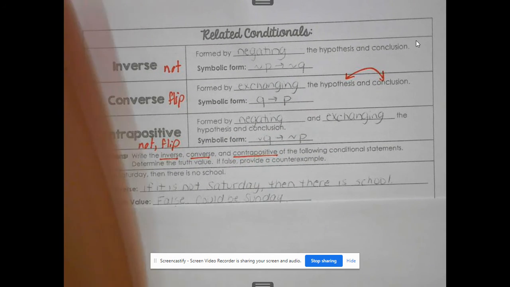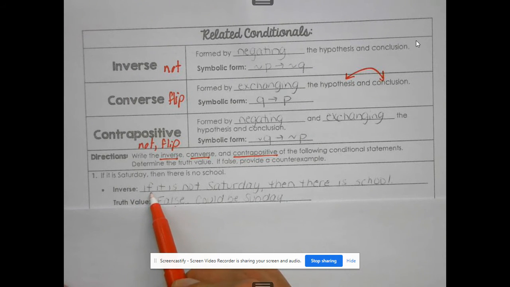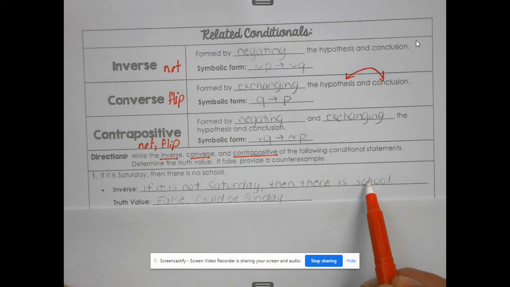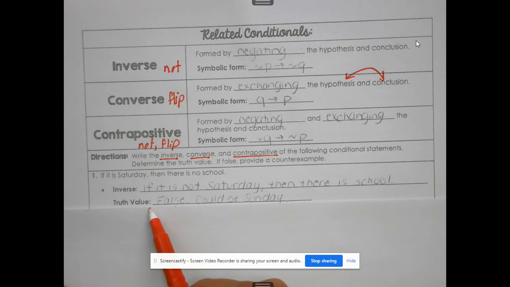The inverse. Remember, this is where we add nots to it. If it is not Saturday, then there is school. Truth value? Well, it's false, right? It could also be Sunday.